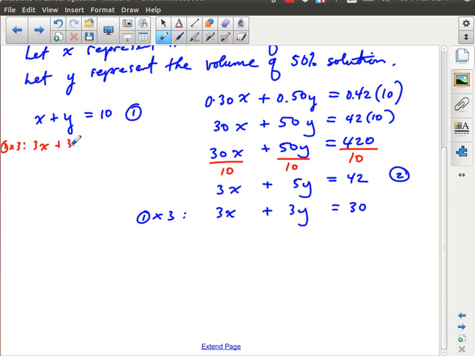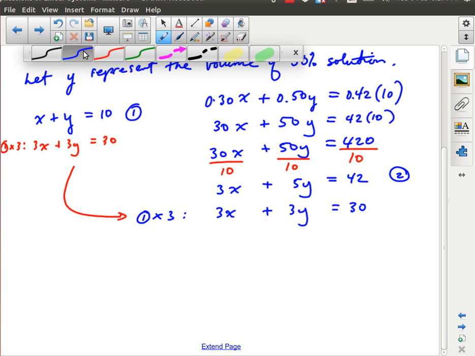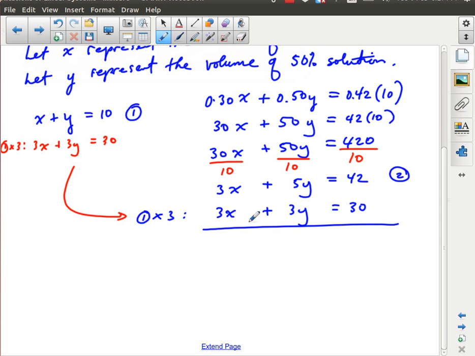3x plus 3y equals 30. And that's what came down here. Now I'm going to take equation number 2. Oh, I guess I better label this. Equation 1 times 3 becomes equation 3. And then we're going to do equation 2 minus equation 3.